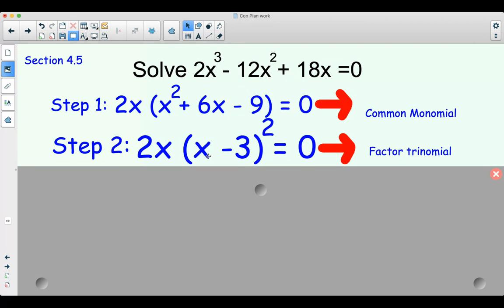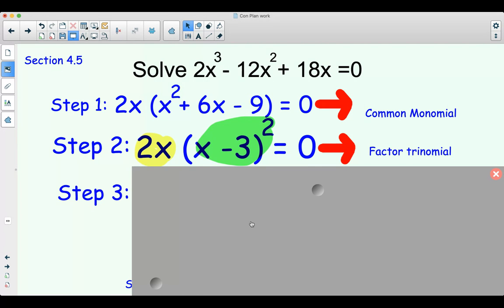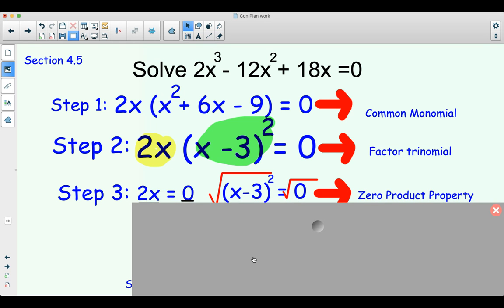Now, the next step is you're going to take each piece of this. I'll highlight this one in yellow, and we'll take this one in green, and we are going to set them both equal to 0. The first part of my next step is to set 2x equal to 0, which is the first thing. Take 2x, set it equal to 0. Then take x minus 3 squared and set it equal to 0.